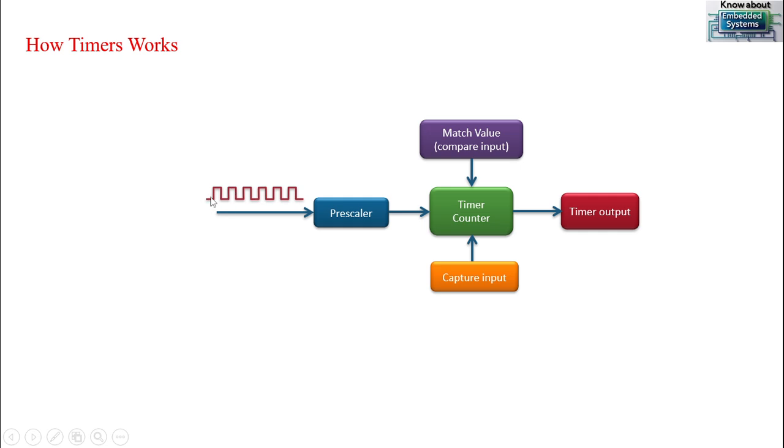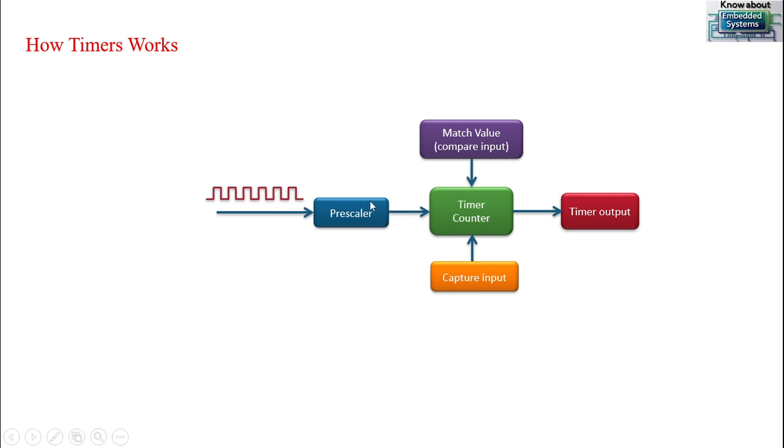Here the clock, whatever you're seeing, is your peripheral clock, or you can say crystal oscillator clock. And this is your main timer counter. This main timer counter is responsible for counting the clock pulses which you are supplying. The clock supply will be given either from the peripheral clock or from the crystal oscillator.